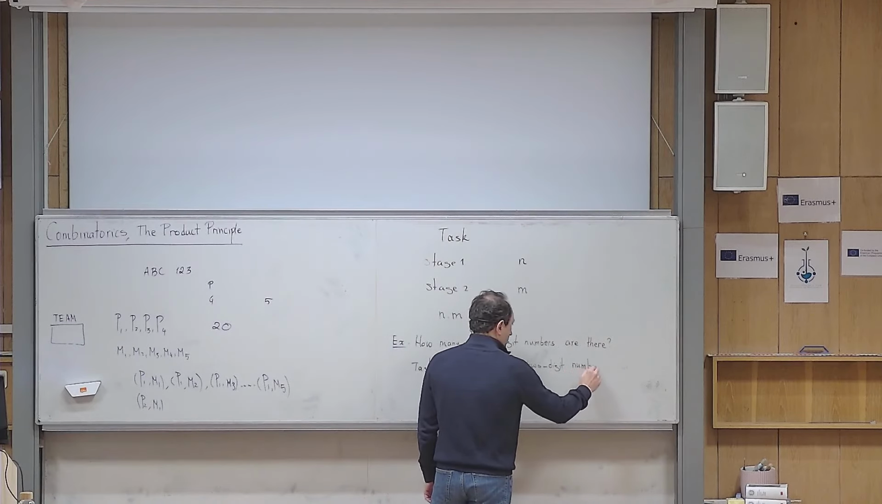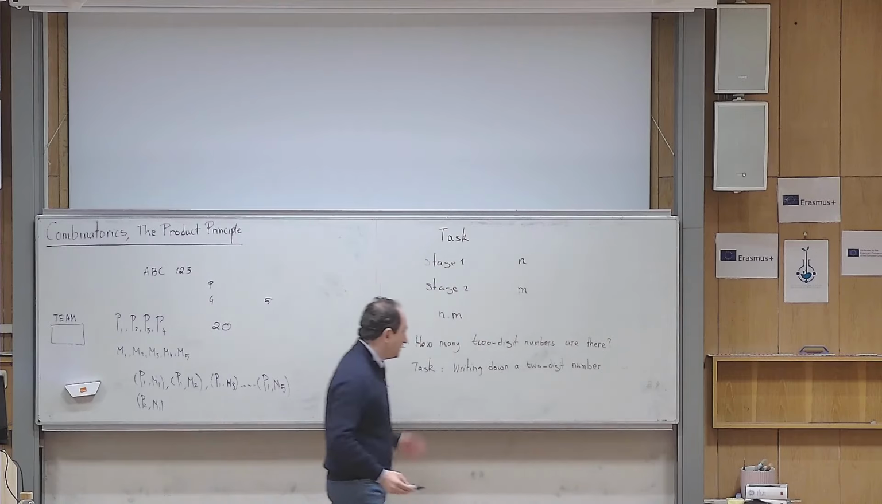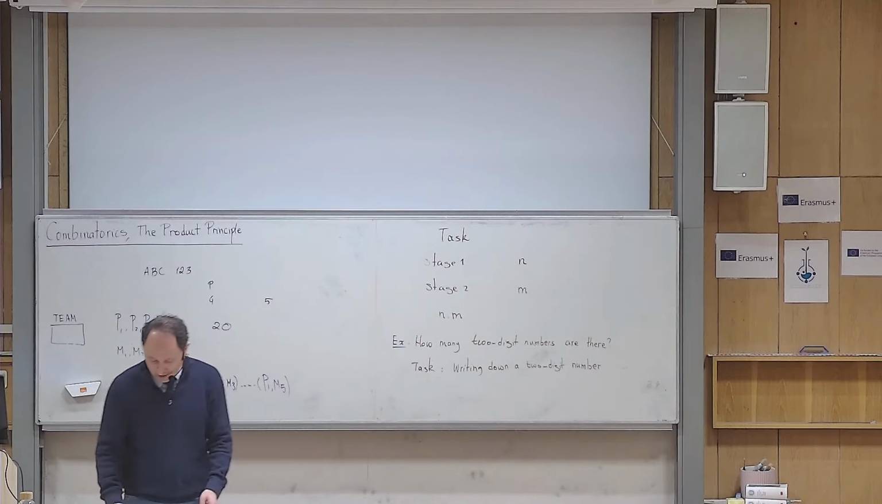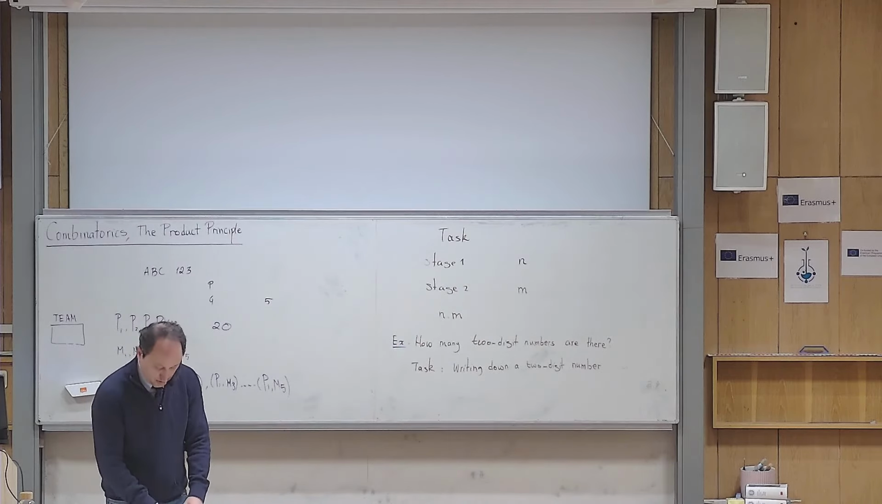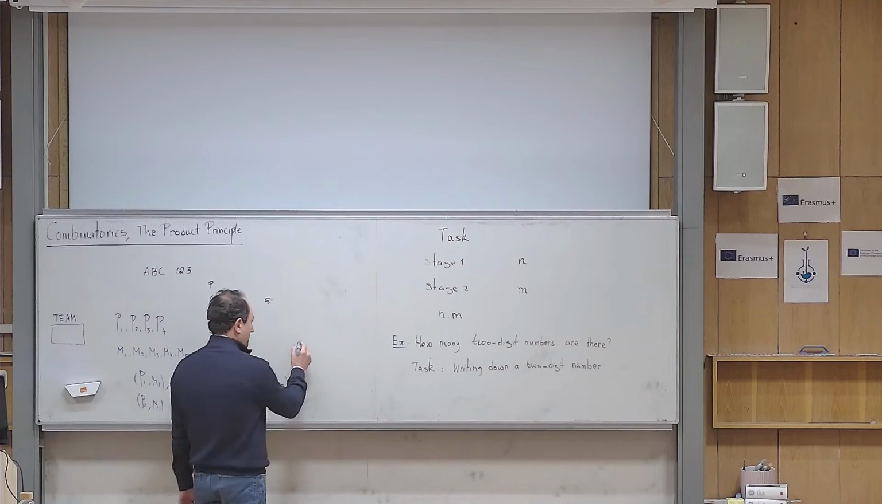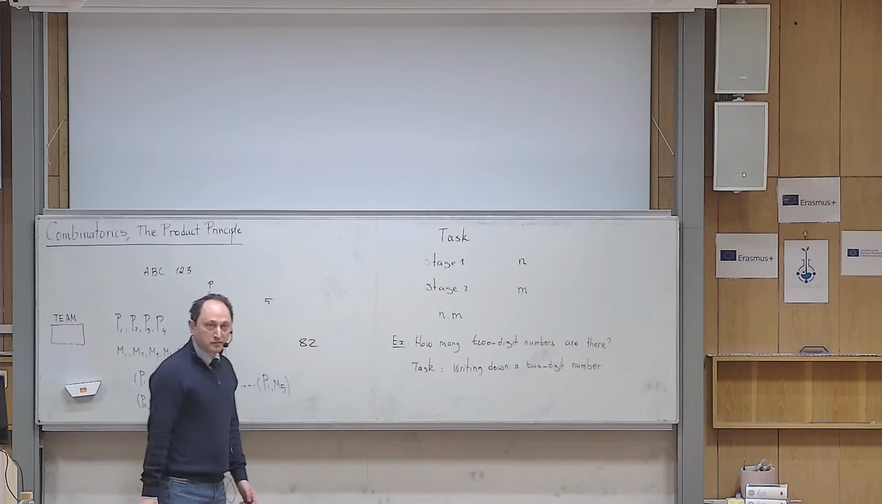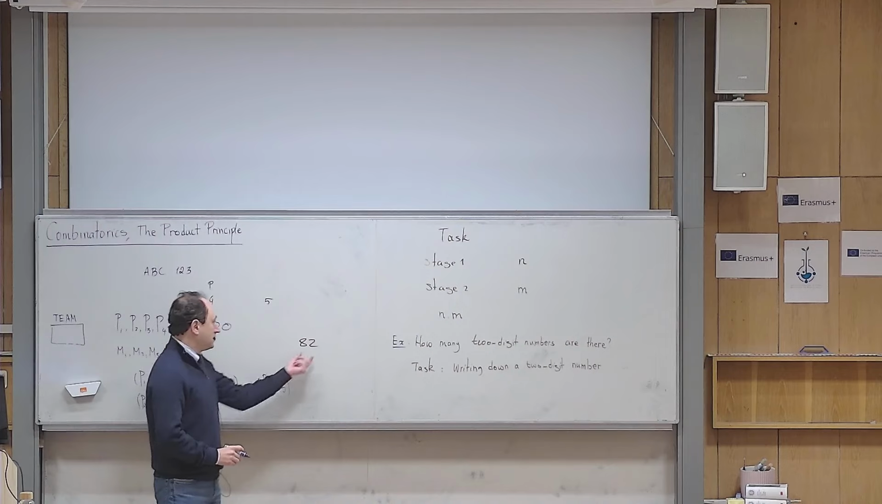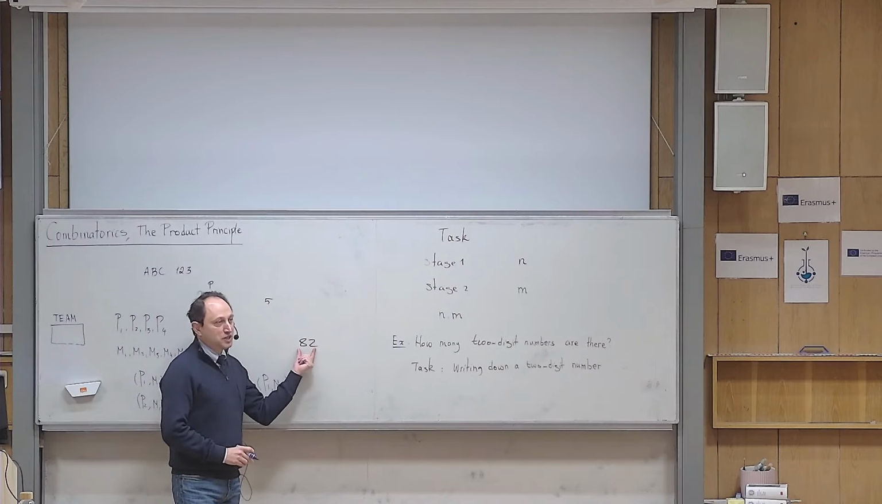This is the story for the task. Okay, but can this task somehow be broken into two distinct stages? Yes, because if I ask you to write a two-digit number, everyone can write this. For example, I write 82.